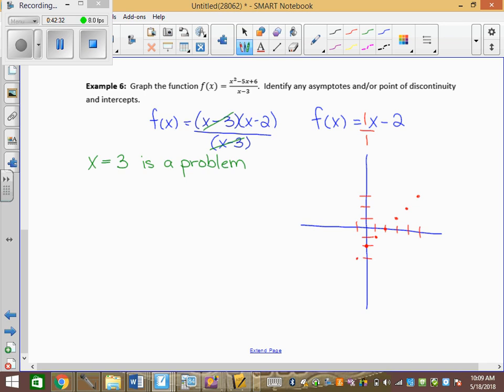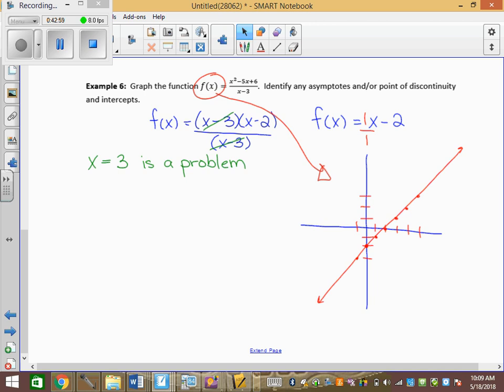This is actually what your graph is going to look like on your calculator. The graph of this little f of x on your calculator looks like this. And you're like, what? Yeah, it does. Why does it look like that? Because those factors cancel off and I'm literally just left with a line, correct? But those factors did exist at some point, did they not? We agree? So we know that x equals 3 is a problem.